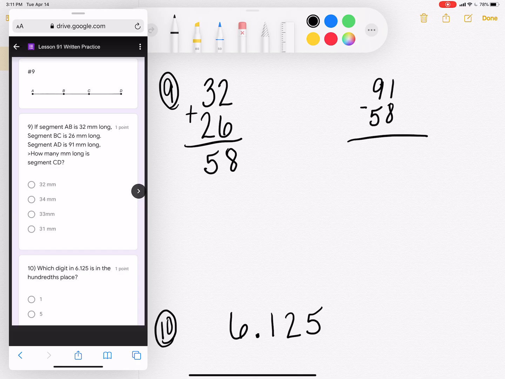Subtract 58 from 91. I have to borrow. 9 becomes an 8. 1 becomes 11. 8, 9, 10, 11. If you count up, you get 3. 8 minus 5 is 3. So I got 33 millimeters on number 9.